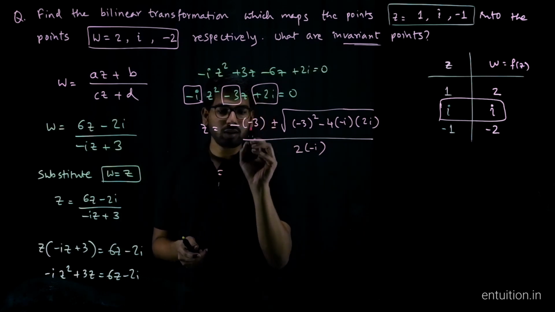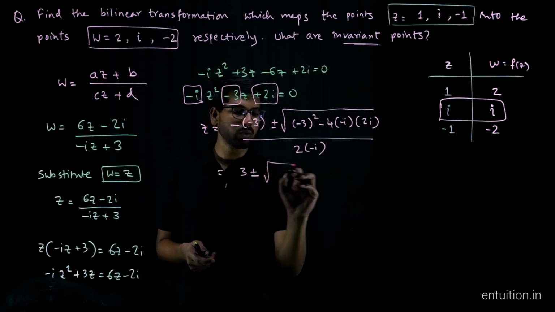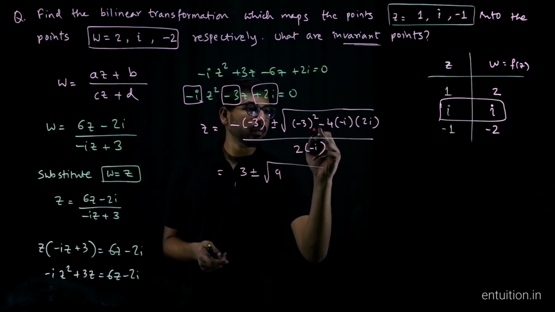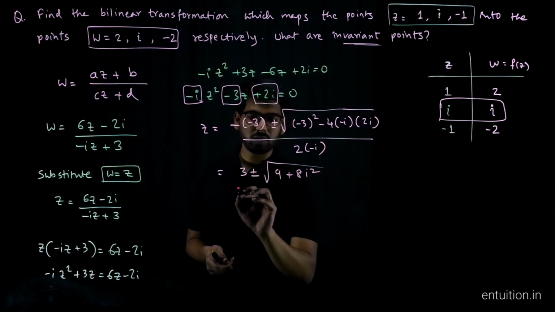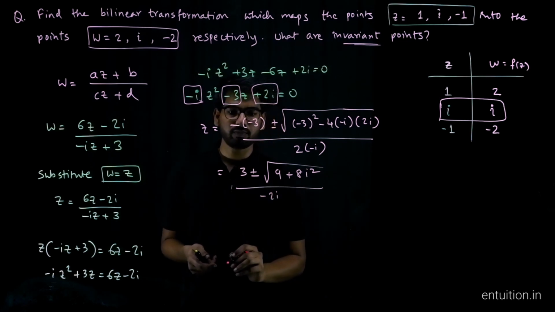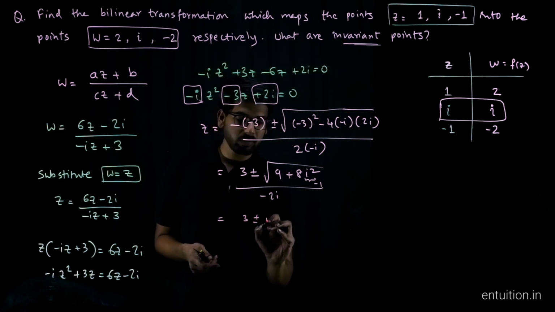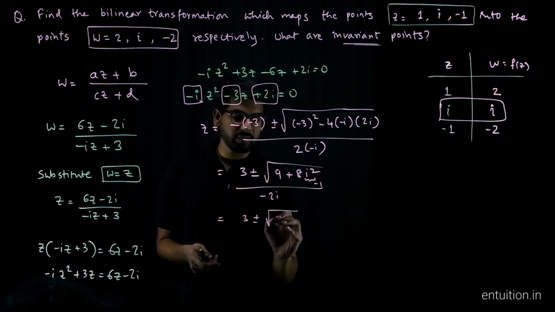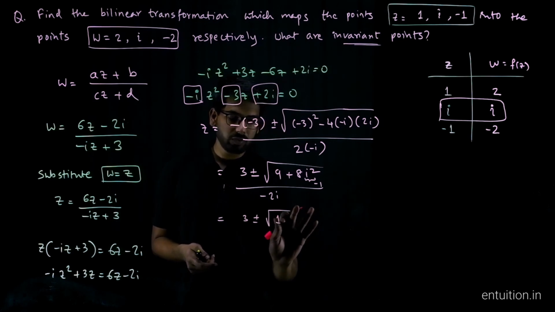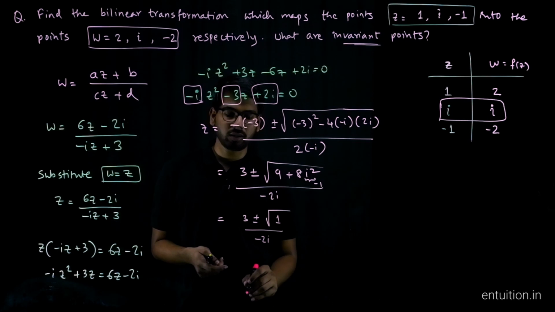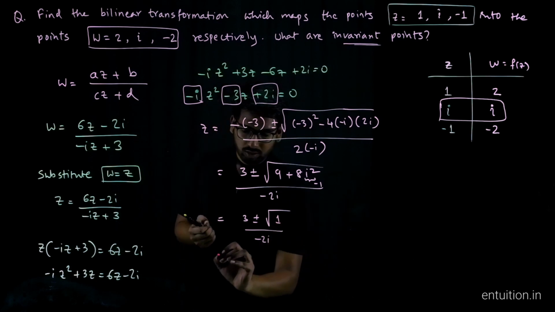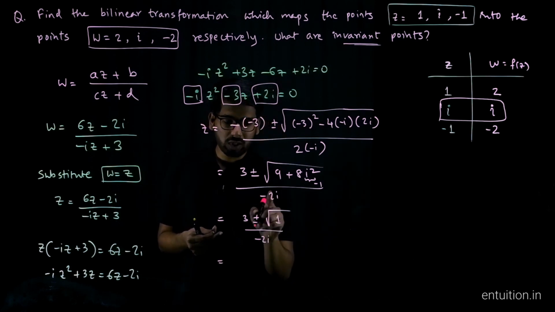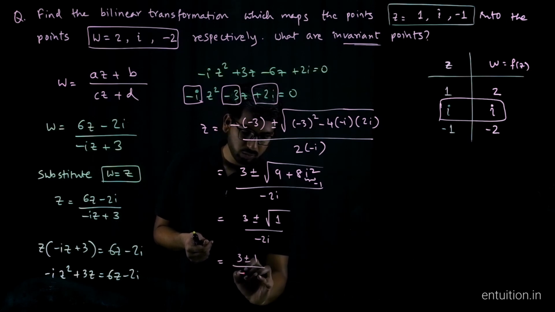Okay. So what will you get? 3 plus or minus under root minus 3 square is 9. Minus into minus, plus 4 into 2i, 8i into i square, over 2 times minus i is minus 2i. Okay. We know i square is nothing but minus 1. So it is nothing but 3 plus or minus 9 minus 8. 9 minus 8 is nothing but 1. Right. So 1 by minus 2i. Okay. Let's first solve this. You will get square root of 1 is nothing but 1. So you will get 3 plus or minus 1 over minus 2i.